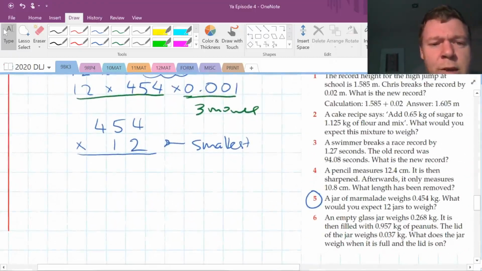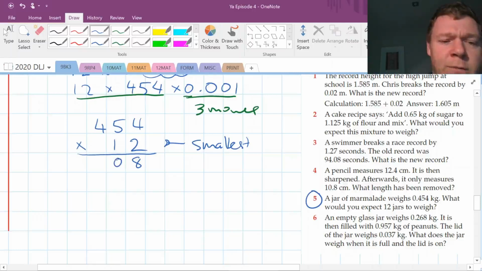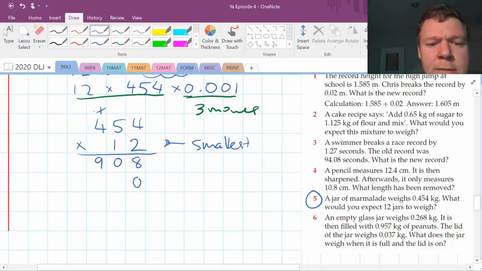Alright, let's go. 2 times 4 is 8. 2 times 5 is 10, so we're going to have 0 there, carry 1 over. 2 times 4 is 8, plus 1 is 9. Cross that out. Alright, we're dealing with a 1 here, which is not a 1, it's a 10. So put a 0 down there. 1 times 4, it's just going to be the same as the top number, isn't it?